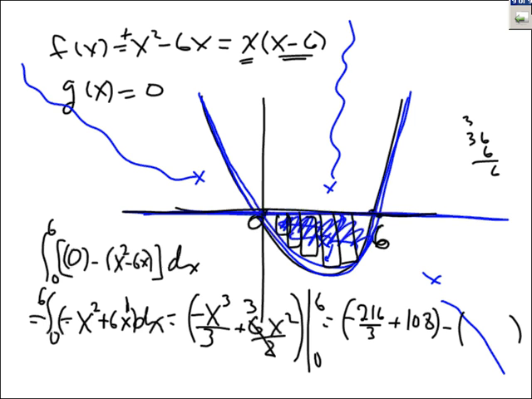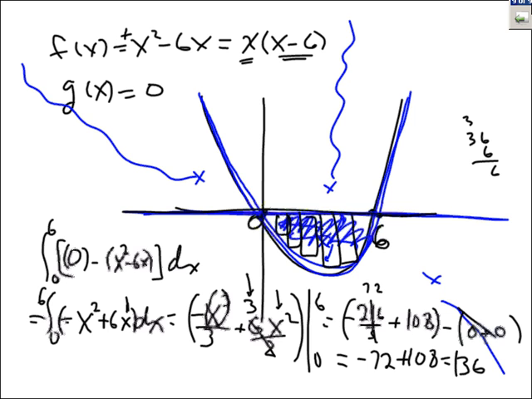Minus, now you plug 0 in. Well, you keep getting 0. 0 cubed is 0. Put a negative sign in front of it. It's 0. Divide by 3 is 0. 0 squared is 0. Times 3 is 0. This is just 0. So what you get is negative 72, because 3 goes in there, plus 108, which is 36. You'll get 36 square units of area.